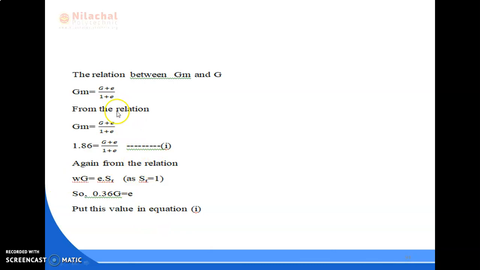We know the relation, already I have discussed in previous slide. So Gm equal to (G plus E) by (1 plus E). Here Gm value is 1.86, equal to (G plus E) by (1 plus E). As G is unknown, E is also unknown to us. So give it equation 1. Again from the relation we know wG equal to E into Sr. Here Sr value is 1 for fully saturated soil. So E equal to 0.36 G. So put this value in equation 1.